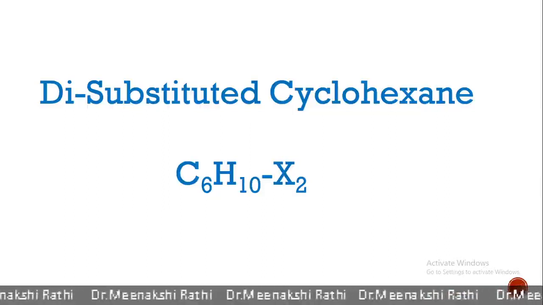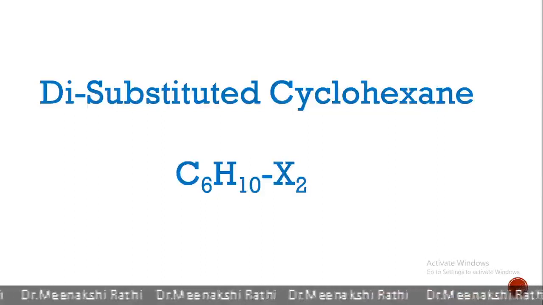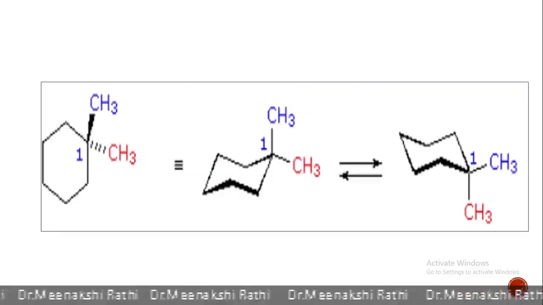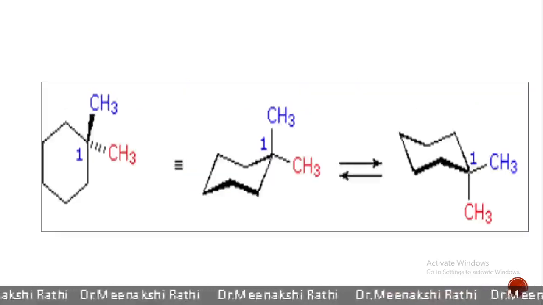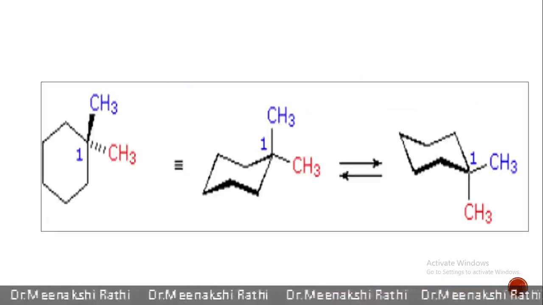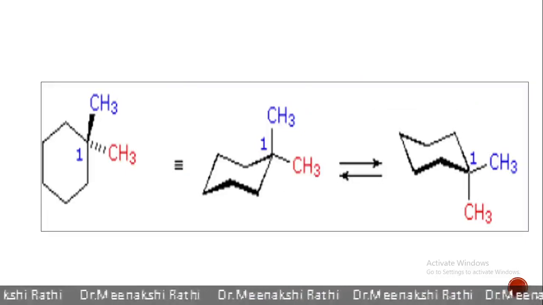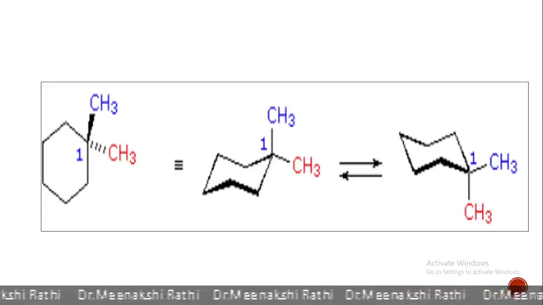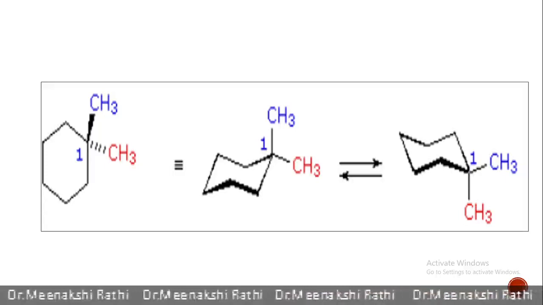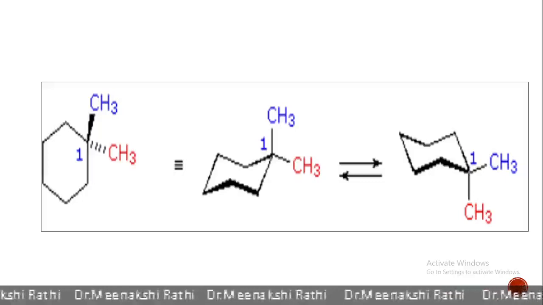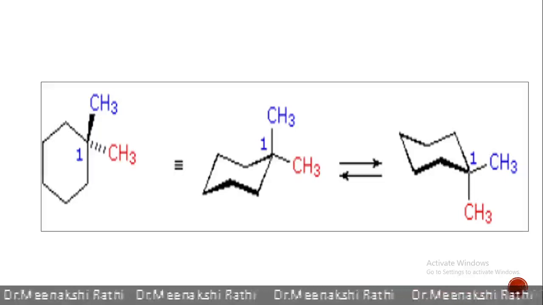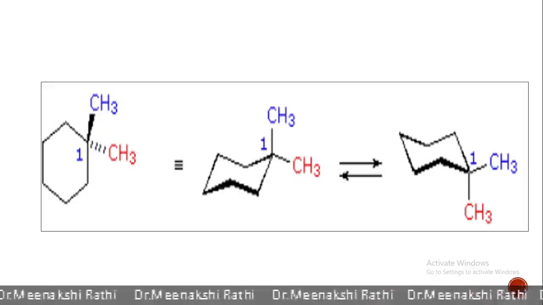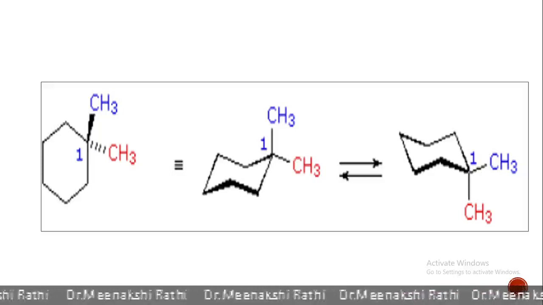Dear student, in the last video we started with the stereochemistry of disubstituted cyclohexane. The first disubstituted cyclohexane we discussed is 1,1-dimethyl cyclohexane. In 1,1-dimethyl cyclohexane, both the methyl groups are attached to the same carbon atom, and hence it does not possess geometrical isomerism, since both the substituents are present on the same carbon atom. So such compounds do not show geometrical isomerism.